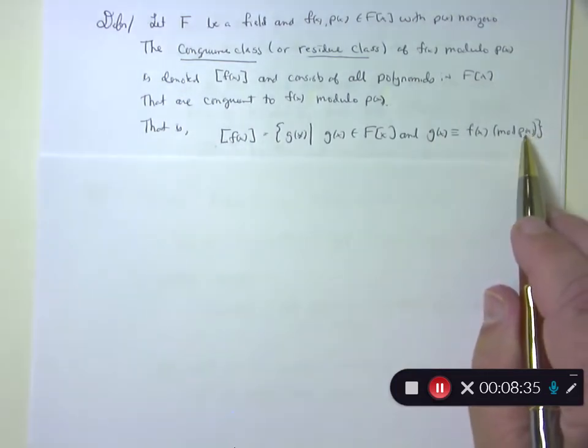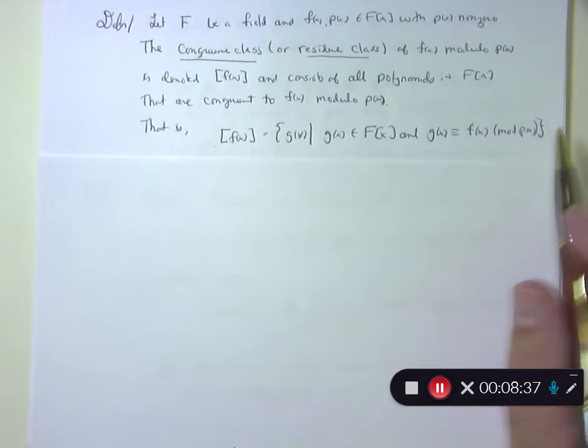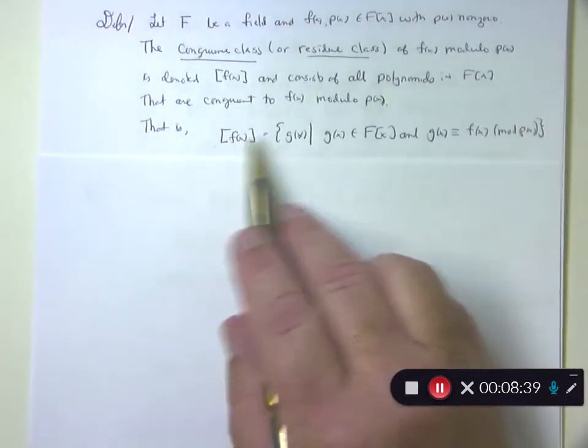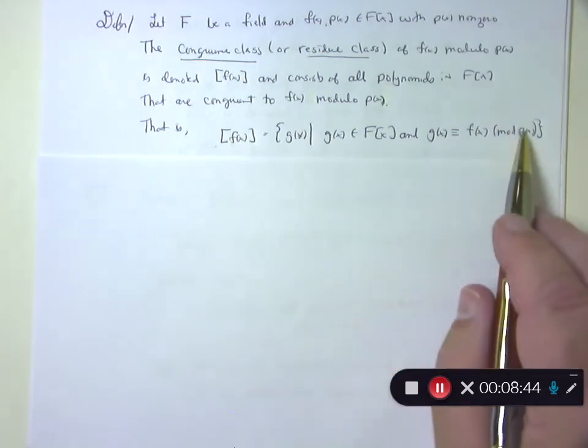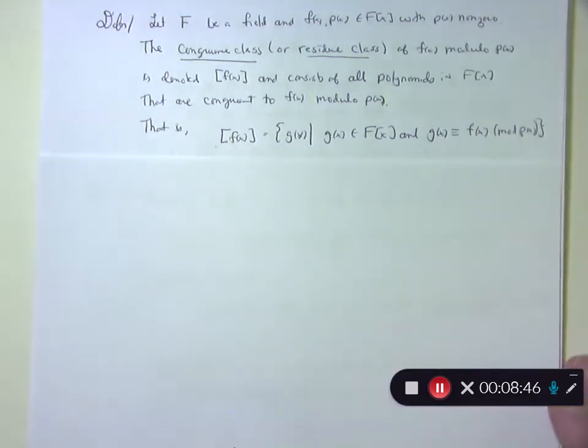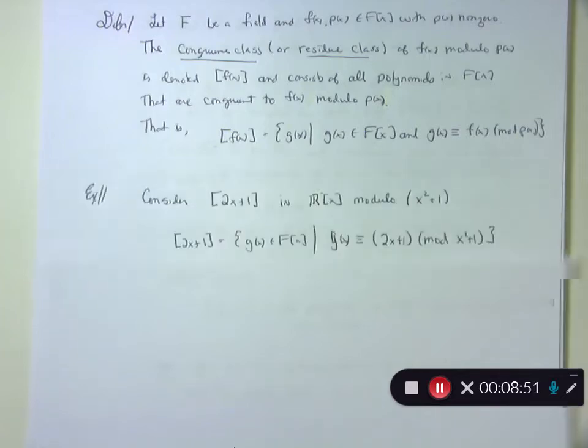So the p of x will be given because that's what you're modding out by. So this is all the polynomials such that when I subtract off f of x, p of x divides it. That's what this congruence class is. There's a pattern. So let's take a look.